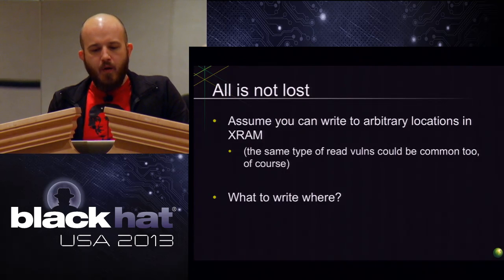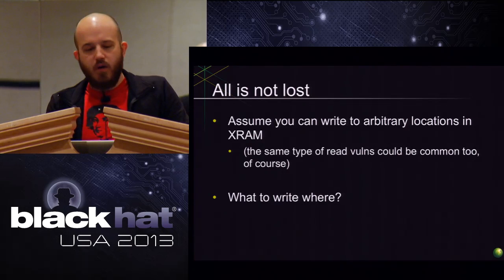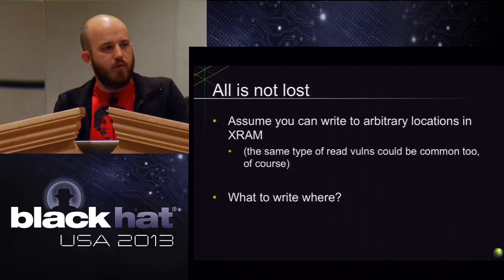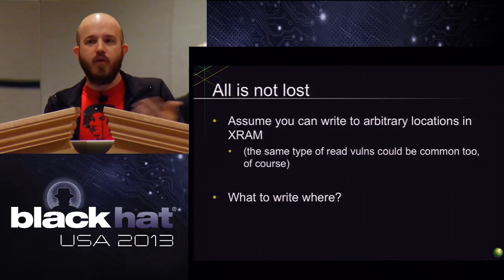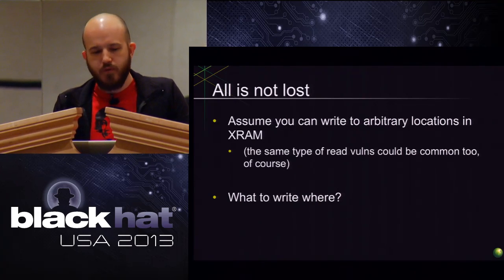So okay, we can write to arbitrary locations of XRAM, and of course we have the same type of read ability. Well, what are we going to write? How are we going to do this? How are we going to find what we need to modify? How are we going to find a pointer over there somewhere that's going to divert execution flow for us?